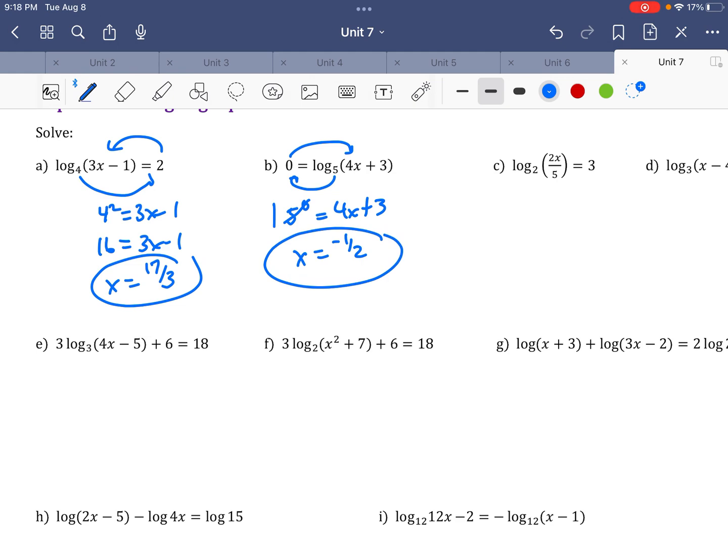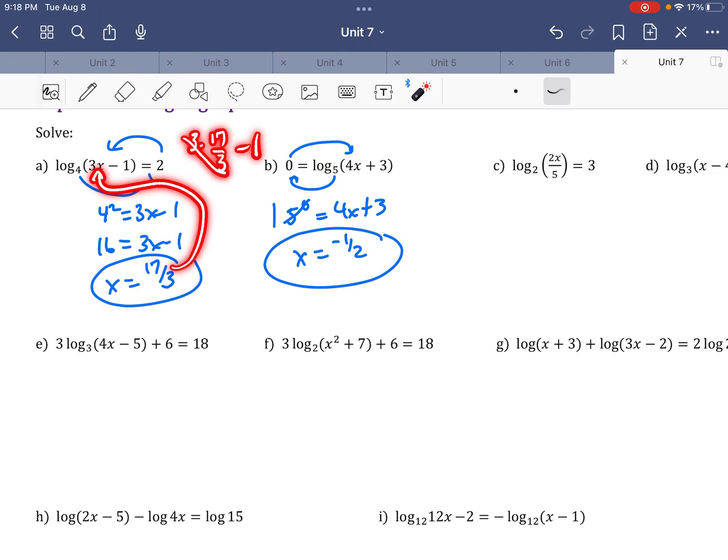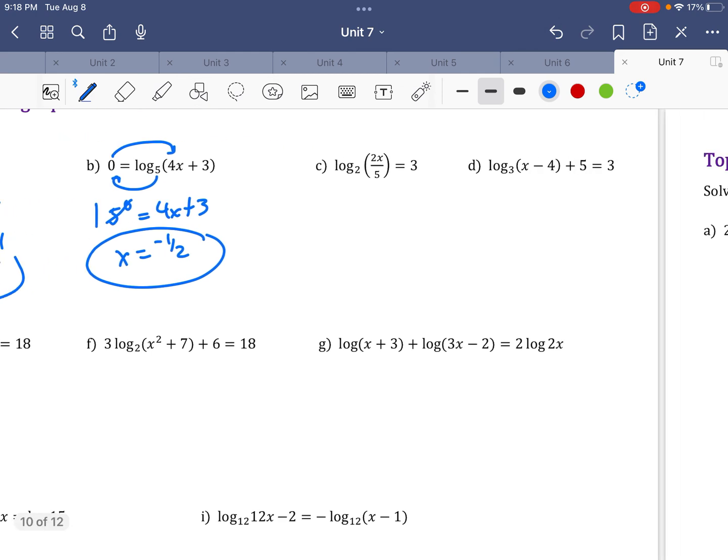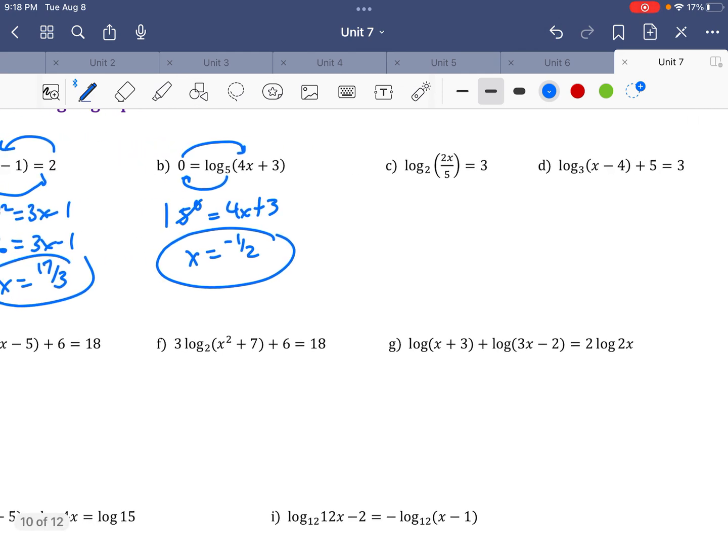Now, with log equations, you have to be careful. You just want to do a quick check in your mind. If you were to put 17/3 right here, so 3 times 17 over 3 minus 1, this cancels. 17 minus 1 is 16. So you have to make sure that what you're taking the log of is not a negative number. And 16 wasn't. So if you put a negative 1/2 here, negative 1/2 times 4 is negative 2. Negative 2 plus 3, is it negative or 0? Nope. So we're good to go. All right, so anyway, with logs, you have to check your answers a little bit. Make sure you're not going to get the log of a negative or log of 0.